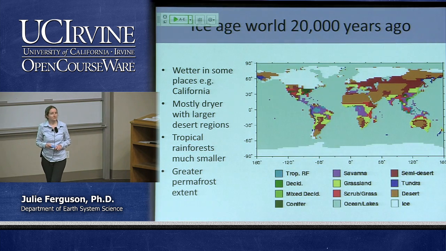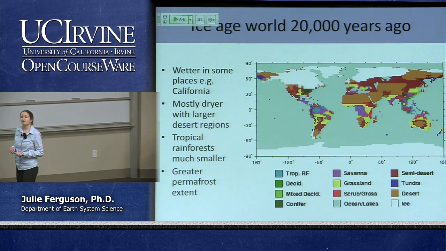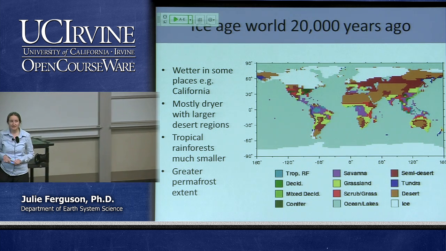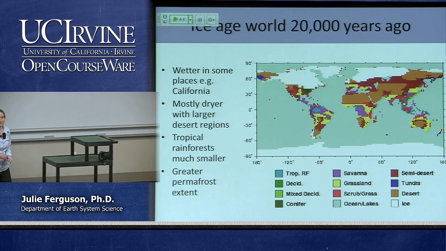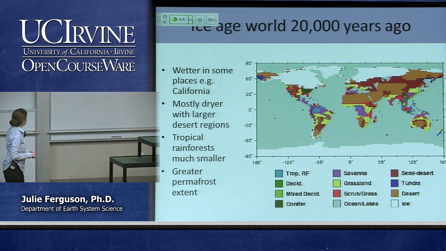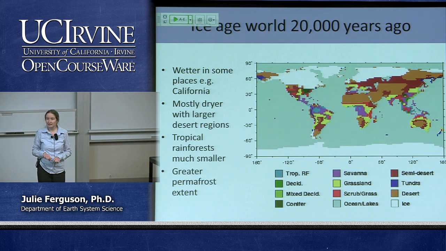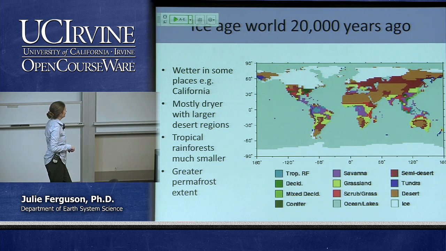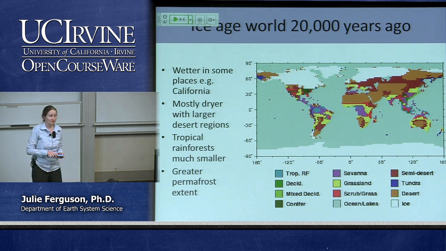We also had very different vegetation patterns at that time. So most of the Earth was much drier, so our desert areas really expanded. Our tropical rainforests shrunk quite a lot. Over here in California, we were quite unusual and we got a little bit wetter, as you can see in a second. But generally, grassland tended to expand. We also just had much greater permafrost extent further south than we would today, which makes a good deal of sense given that it was colder.